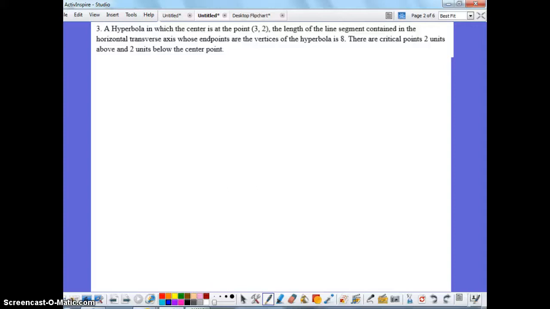This is Pre-Calculus Unit 4, which is Chapter 10. This is the conic section. This is the worksheet review number 1. I'm going to do the third problem. All right, so for this, it talks about a hyperbola.